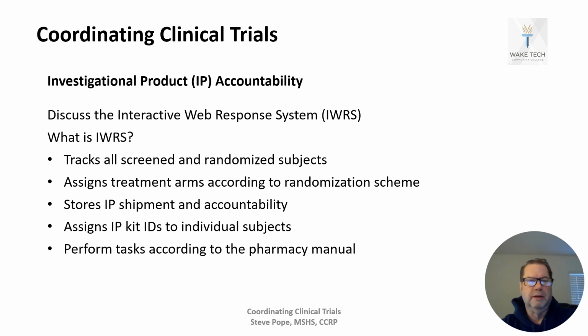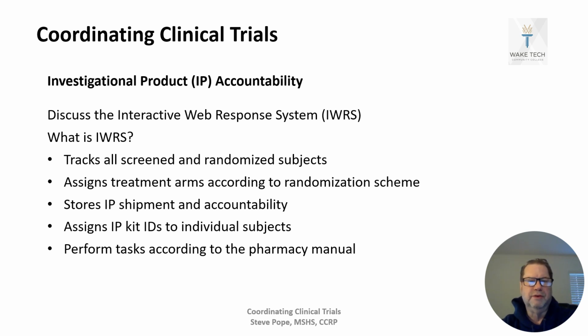At that point, the IWRS system is going to assign that subject to a treatment arm. So you may have maybe two different treatment arms. One might be a placebo arm, and in the other the subject is getting the actual IP. At that point, it's going to tell you which IP shipment, or excuse me, which kit numbers to dispense to the subject when they come back in for their dispensing visit.